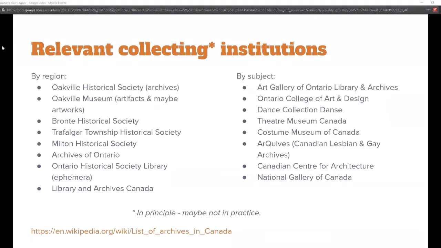So this is specific to Oakville and the groups that we've been talking to for this project. I have said collecting institutions with an asterisk, because just because they have a collections mandate and their entire purpose is to be a collection doesn't mean that they are collecting right now at this exact moment. It's important to note that cultural heritage is just as cash-strapped as artists are. We really are all in this together, and it doesn't mean that they have space or time right this minute.